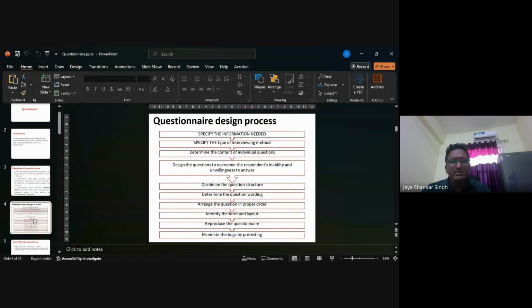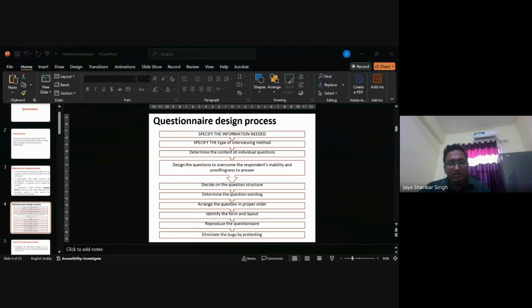Now look at this questionnaire design process. It starts with specifying the information needed. So the very first step of building a good questionnaire is that you have to specify all the information you need for your research. Clear? Why is it important?